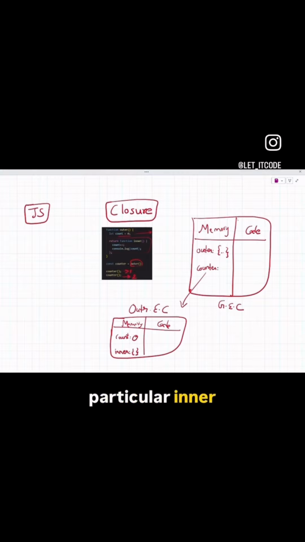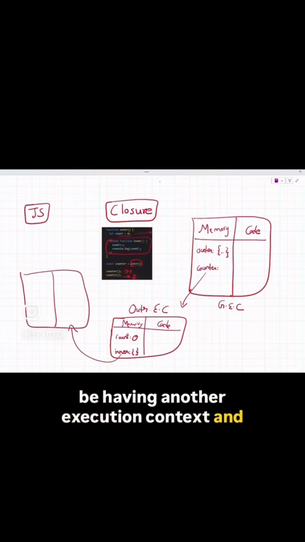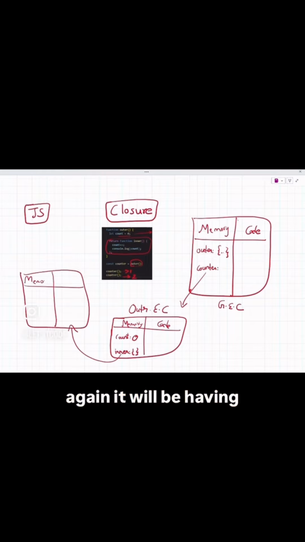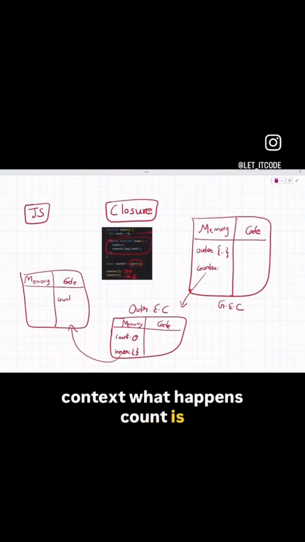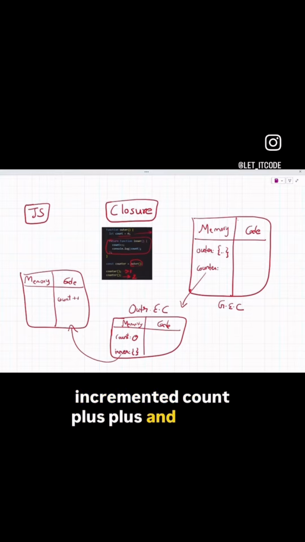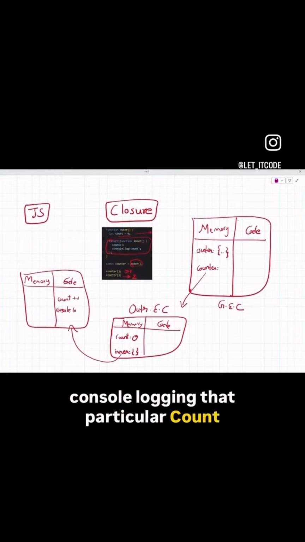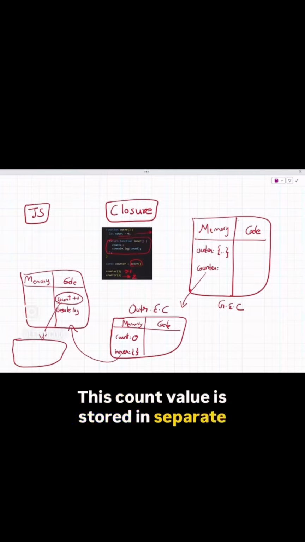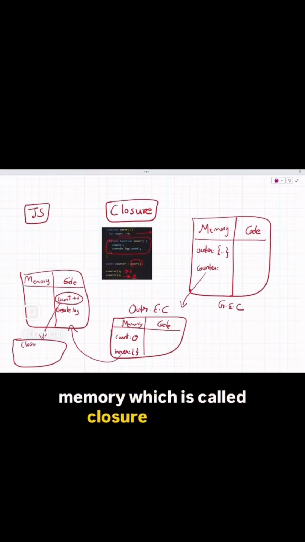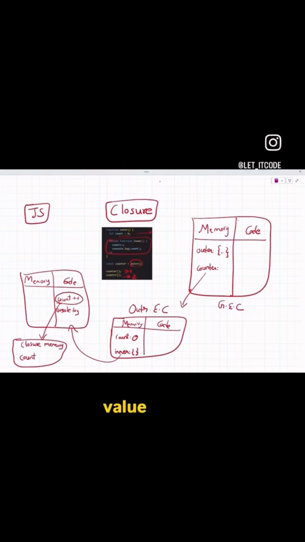And for this particular inner function, we will be having another execution context. And again, it will be having memory and the code phase. And inside this execution context, what happens? Count is incremented, count plus plus, and we are console logging that particular count. So this count plus plus means count is incremented to 1. This count value is stored in a separate memory, which is called closure memory. Here it will store the count value as 1.